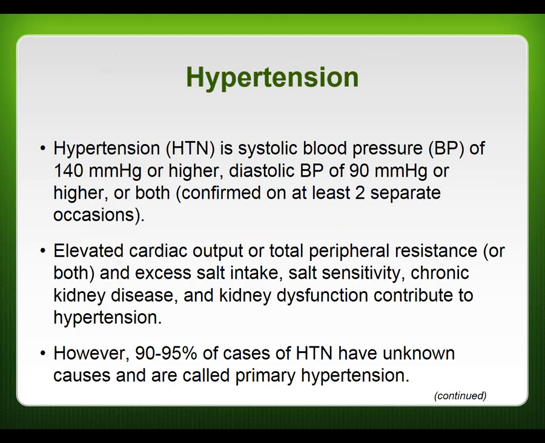Hypertension is a systolic blood pressure of 140 or higher and diastolic of 90 or higher, or both, confirmed on at least 2 separate occasions. Again, sometimes you're hypertensive, if you want to put it that way, blood pressure could be up for whatever reason, but doesn't mean that it's chronic, right? Which is what hypertension is. Elevated cardiac output or total peripheral resistance or both, and excess salt intake, salt sensitivity, chronic disease, kidney dysfunction all contribute to hypertension. But 90 to 95% of cases have unknown causes and are called primary hypertension.